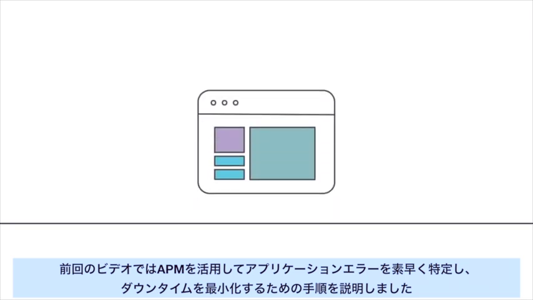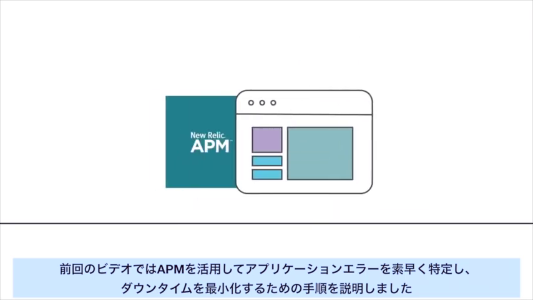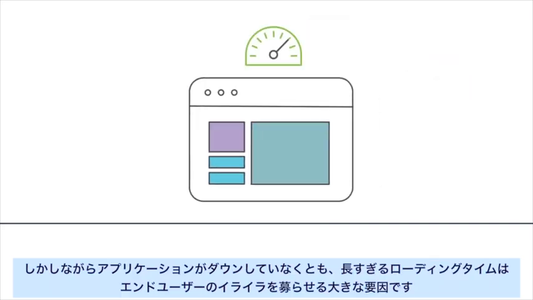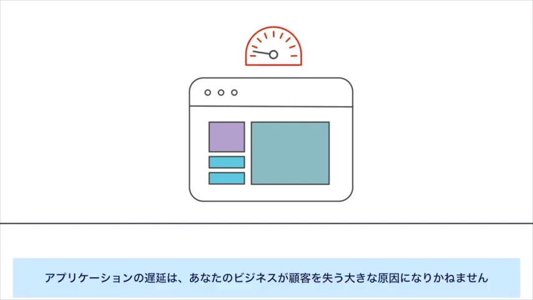In the last video, we covered how New Relic APM helps you reduce your downtime by allowing you to quickly hone in on your application's production errors. However, as a user that has likely experienced long loading times yourself, you're probably already aware that an application doesn't have to be broken in order to create a frustrating experience. Sometimes, simply being too slow is all it takes to drive customers away from your business.